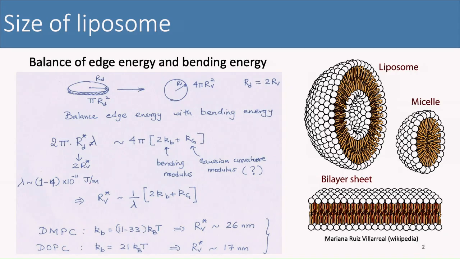But then to do that, you have to bend this particular membrane into a sphere. So if you balance the two energies, and for two typical lipids, DMPC and DOPC, you find that the smallest radius of the shell that you get is about 20 nanometers or so. So really it is possible to go down to such sizes.